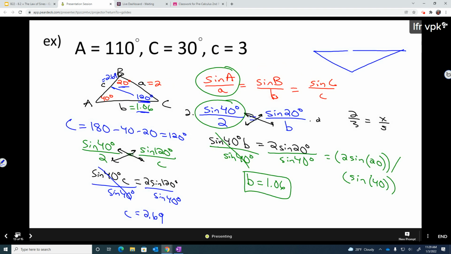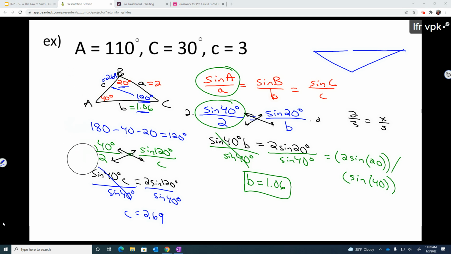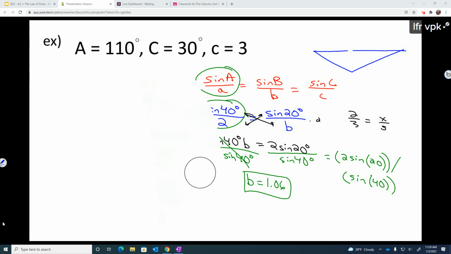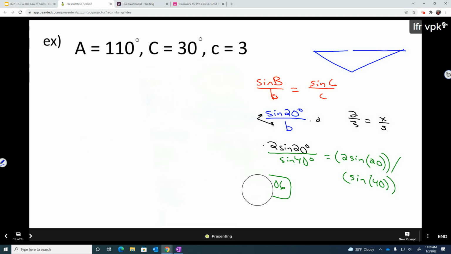All right, I want to do this one, at least one more here, maybe two. We go a little faster after you get the hang of it.